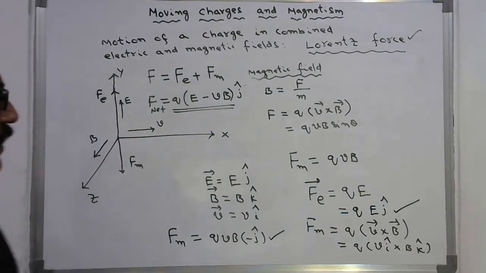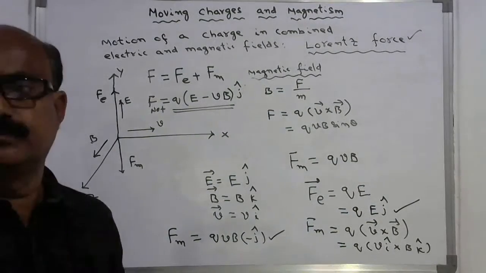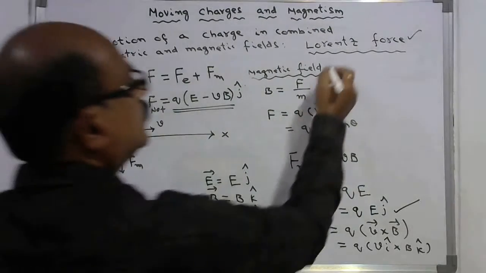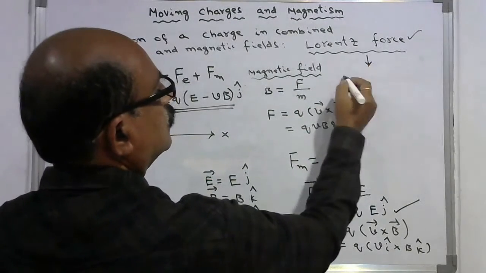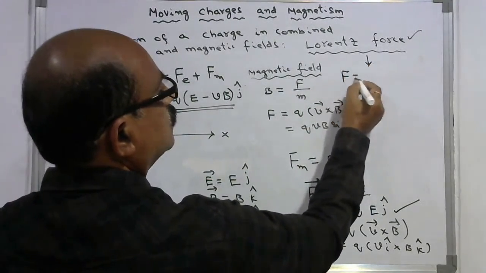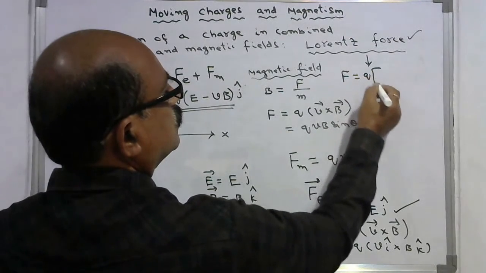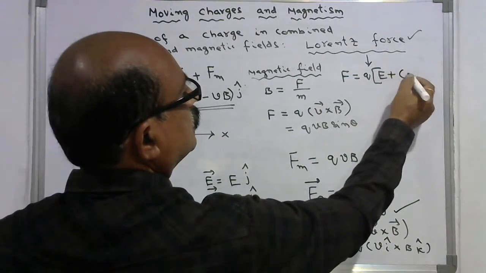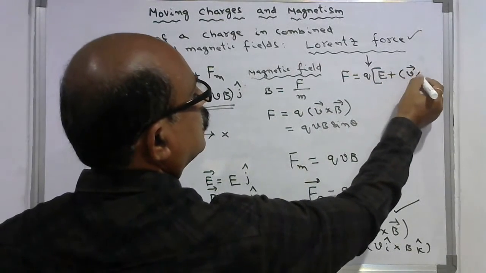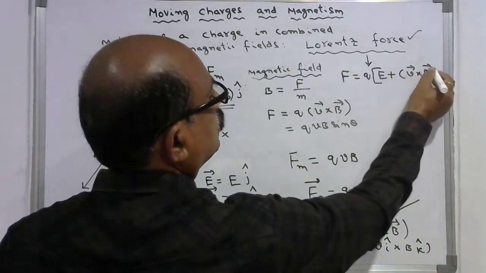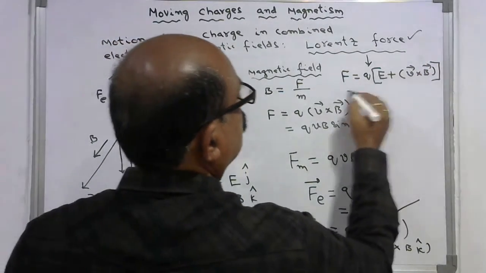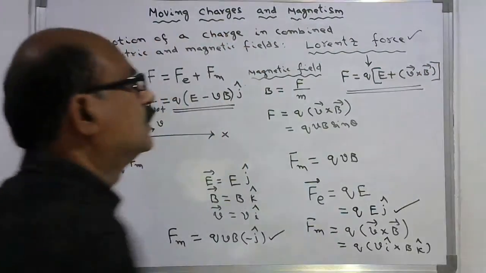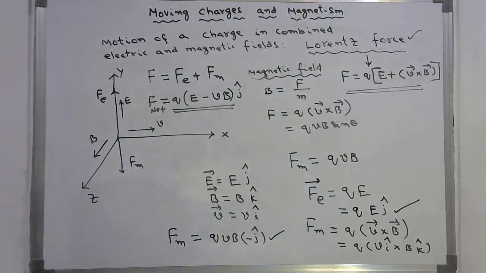And we can also write down the Lorentz force as follows. Lorentz force is equal to Q into E plus V cross B. This is what is called the Lorentz force, the Lorentz equation.